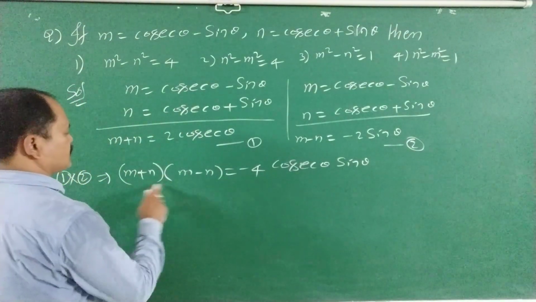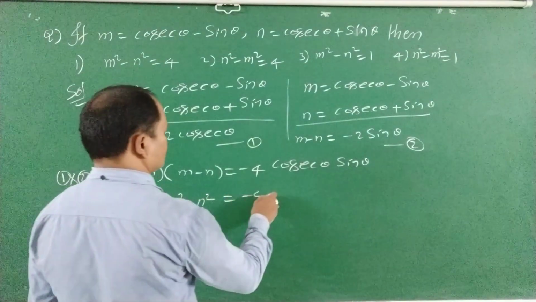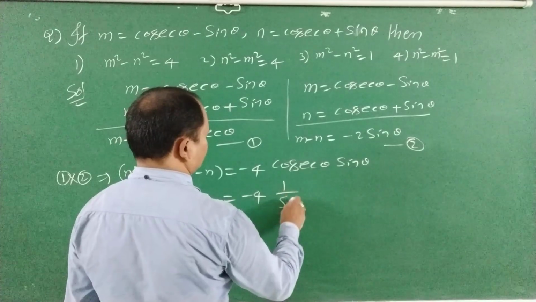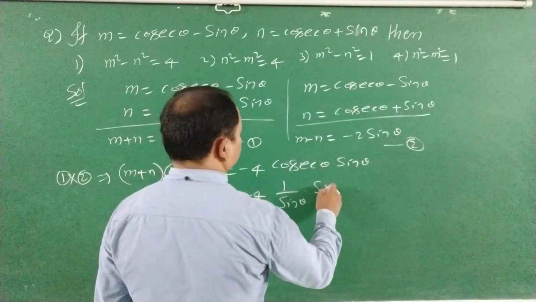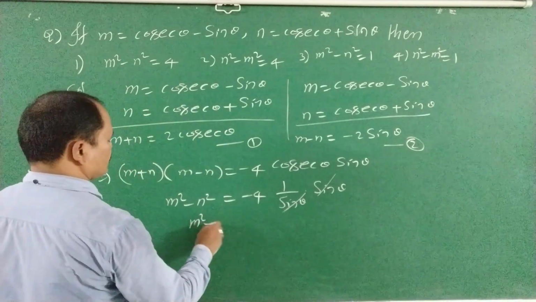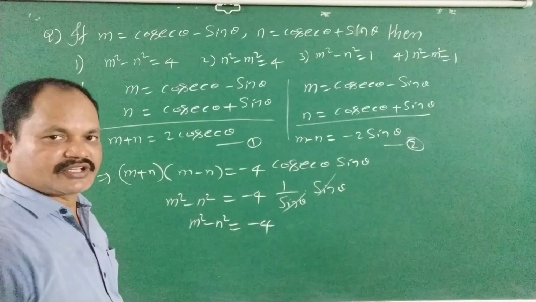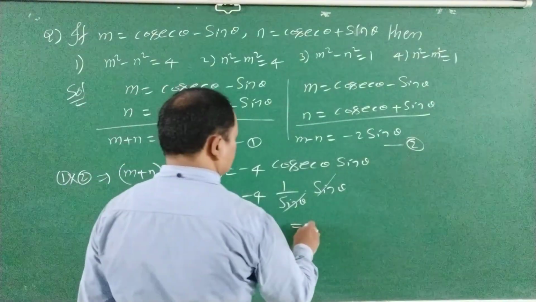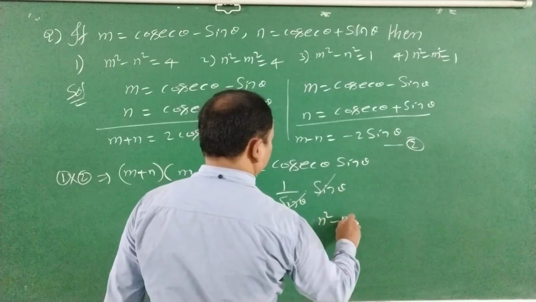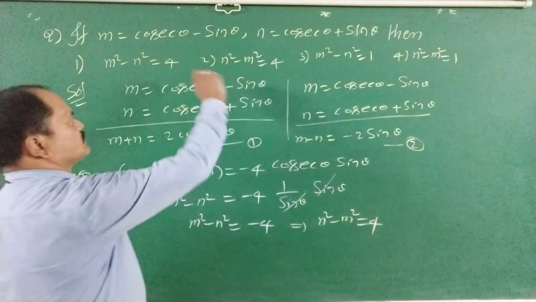That's why m plus n into m minus n, that is m square minus n square, is equal to minus 4 times cosecant theta, which is 1 by sin theta, into sin theta. That's why these two get cancelled. M square minus n square is equal to minus 4. Now multiply with negative. Then it gives n square minus m square is equal to 4. That is the second option.